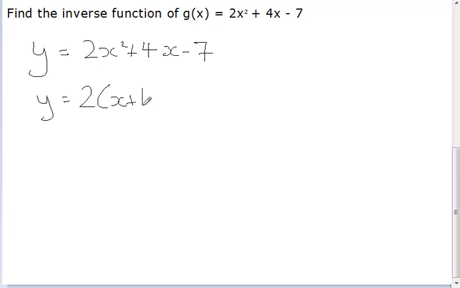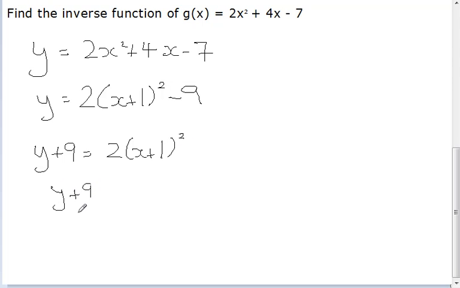And if you're not sure how to complete the square, then you can look back at some of my previous videos. So now I've completed the square, it's much easier because I've just got an x by itself here. So it's going to make it easier to make x the subject of the formula. So if I do that, I can add 9 to both sides. I can divide both sides by 2.